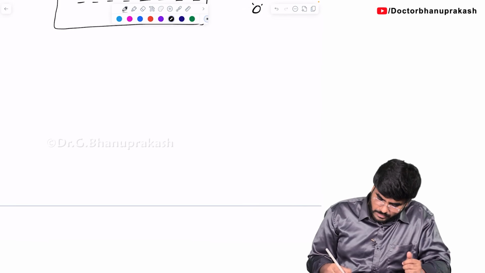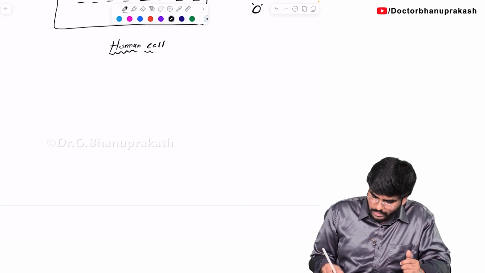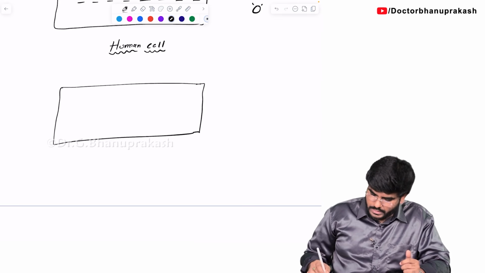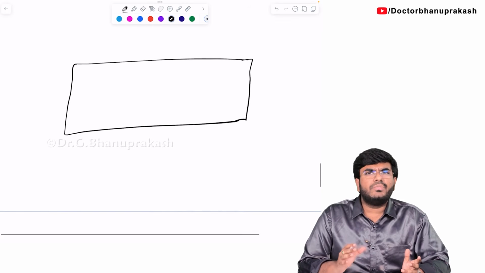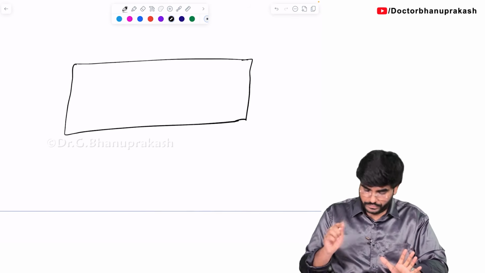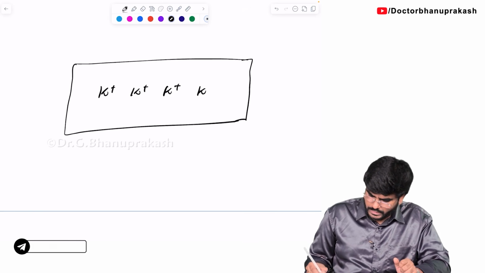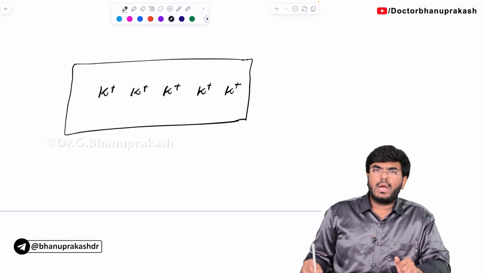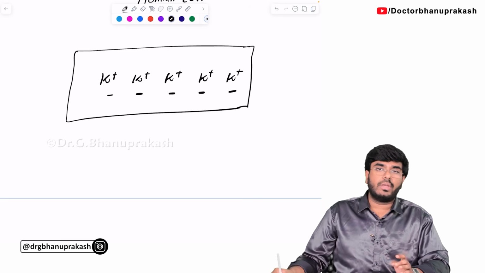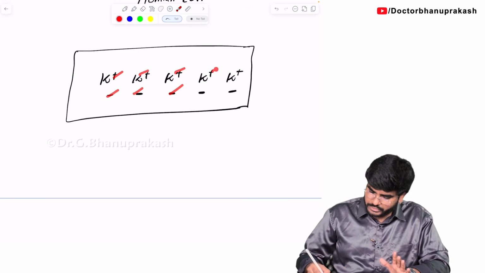Now let's take an example of a human cell. Here I am showing you one human cell. In human cells, there are different types of ions. But what's the major ion inside the cell? The major ion inside the cell is potassium. So here I am taking lots and lots of potassium ions inside the cell. Along with these potassium ions, their negative ions will also be there, because I have told you every compartment is an electroneutral compartment. The number of positive charges should be exactly equal to the number of negative charges.